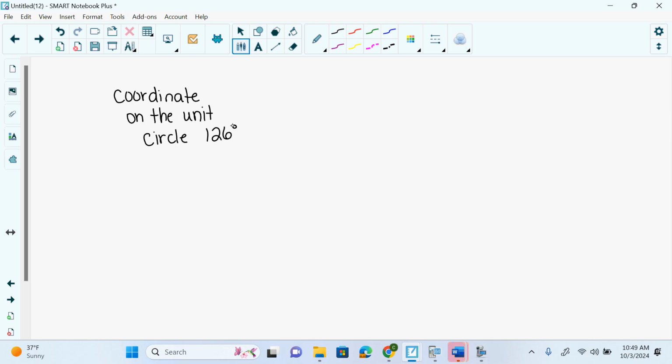Coordinate is an x and a y, we agree? The most simple way I could write this coordinate is to say cos of 126 degrees will get me my x, and sine of 126 degrees will get me my y. True? It's the most simple way I could do it. But they might ask for it as a decimal. So what's cos of 126?